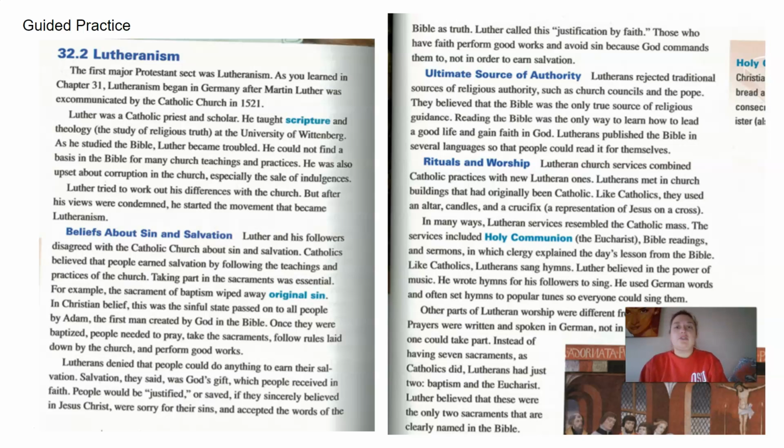Lutherans rejected traditional sources of religious authority, such as church councils and the Pope. They believed that the Bible was the only true source of religious guidance. Reading the Bible was the only way to learn how to lead a good life and gain faith in God. Lutherans published the Bible in several languages so that people could read it for themselves.